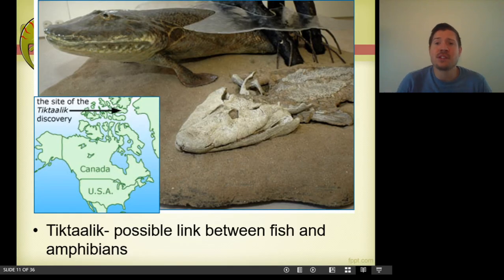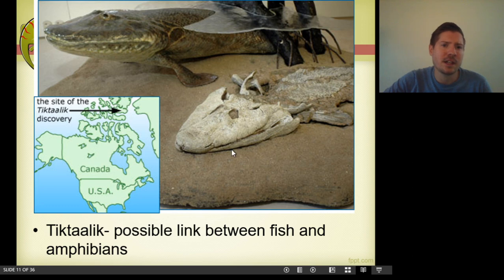Another really famous transitional fossil is Tiktaalik. Tiktaalik is one of the possible links between fish and amphibians. This is a transition we're really interested in. How did animals move from the ocean to land?